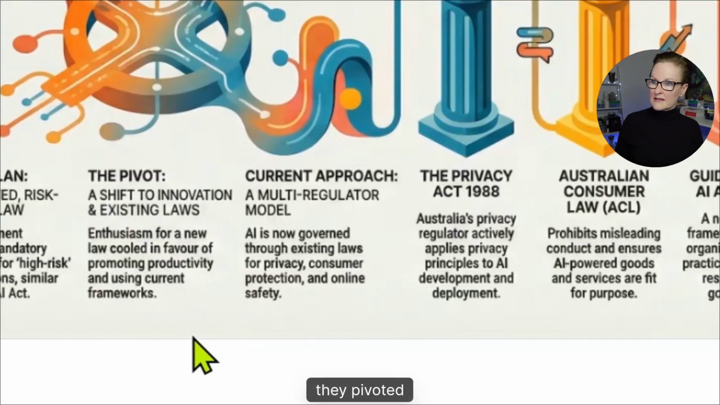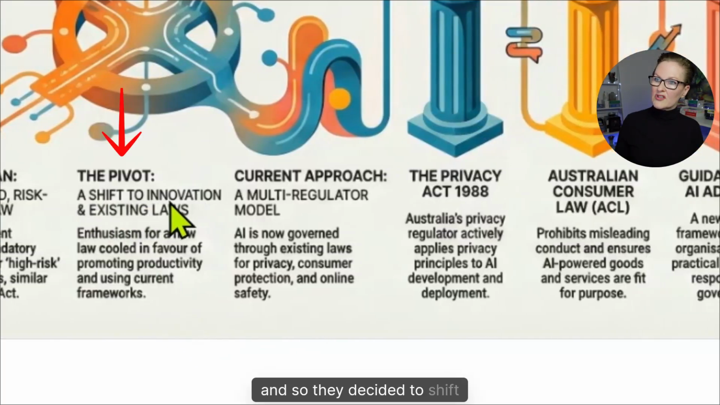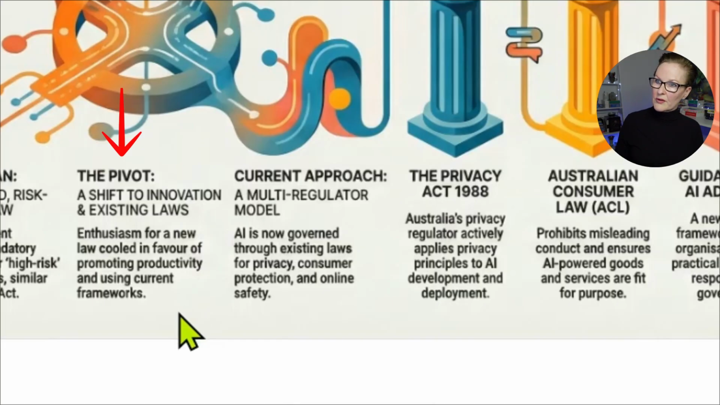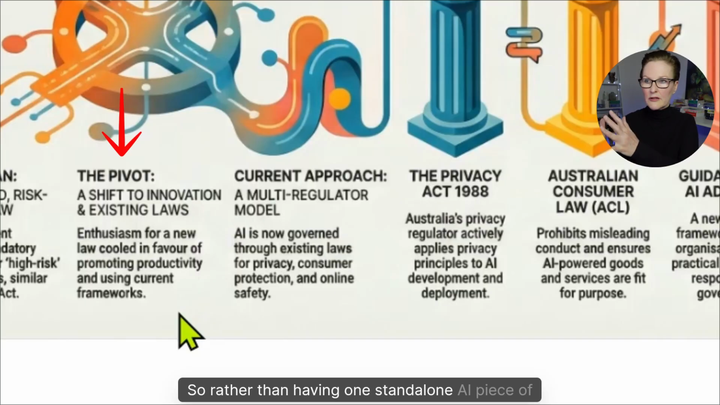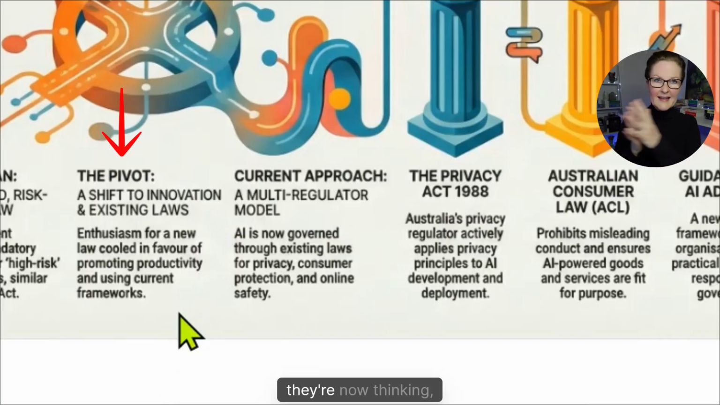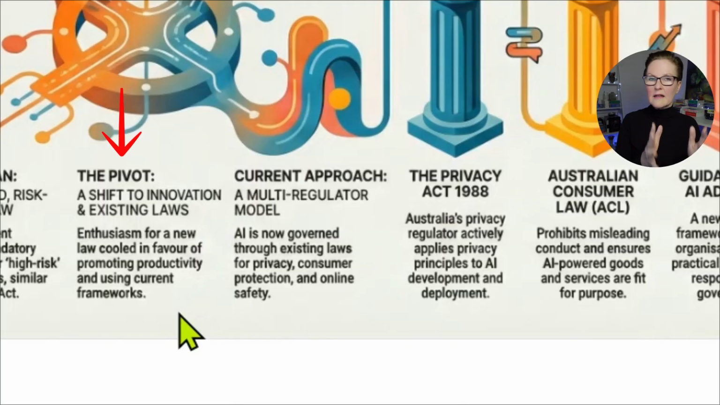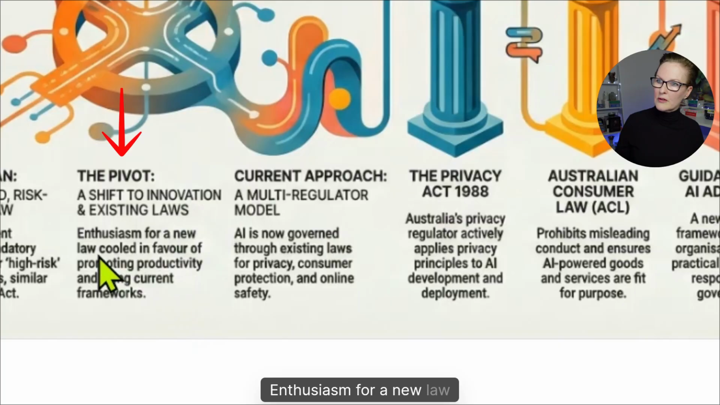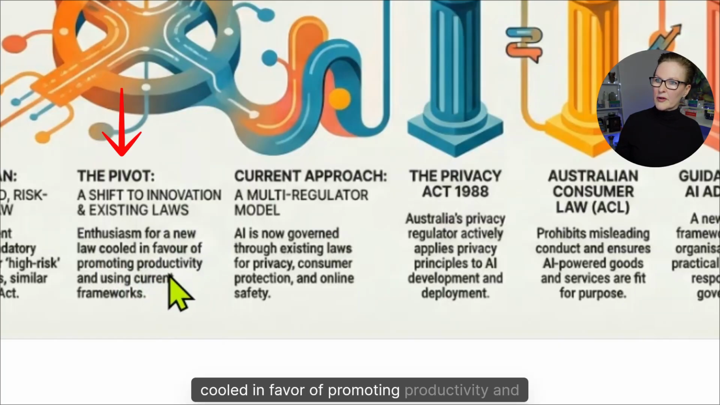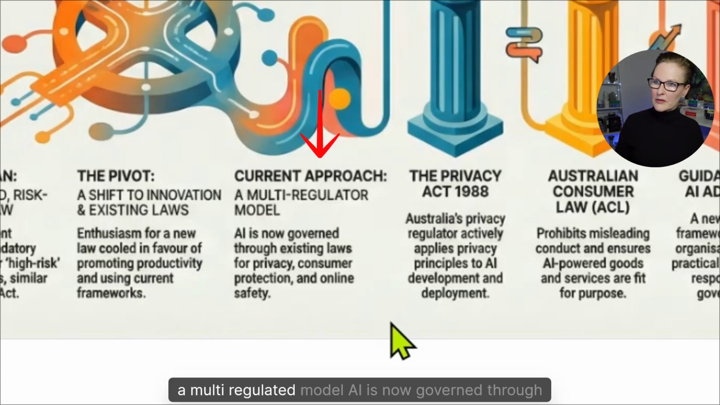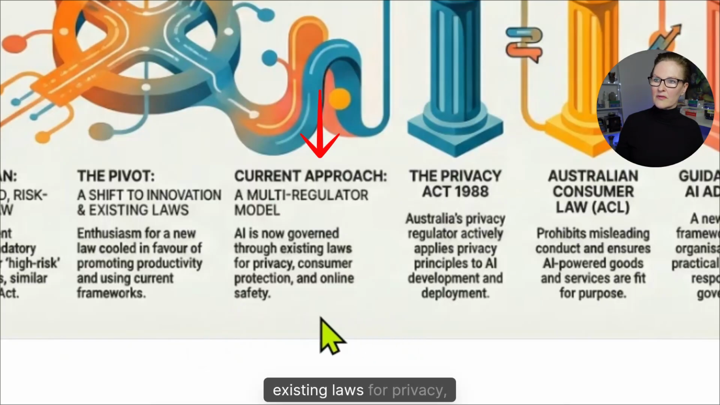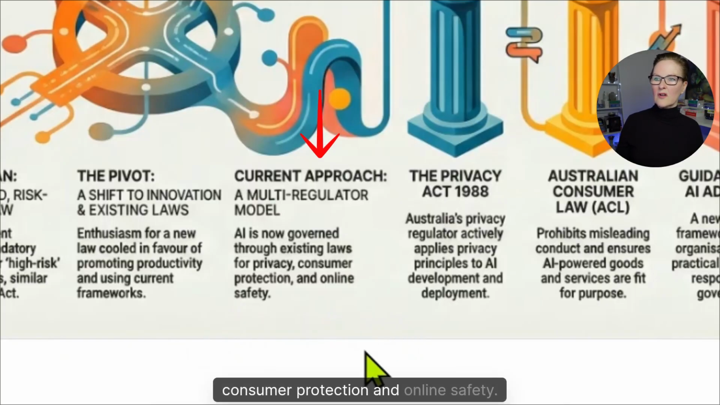Then they pivoted, and so they decided to shift their approach. So a shift to innovation and existing laws. So rather than having one standalone AI piece of legislation, they're now thinking, all right, no, we're not going to do that. Let's rely on existing statutes. Enthusiasm for a new law cooled in favor of promoting productivity and using current frameworks. If we keep going, current approach, a multi-regulated model. AI is now governed through existing laws for privacy, consumer protection and online safety.